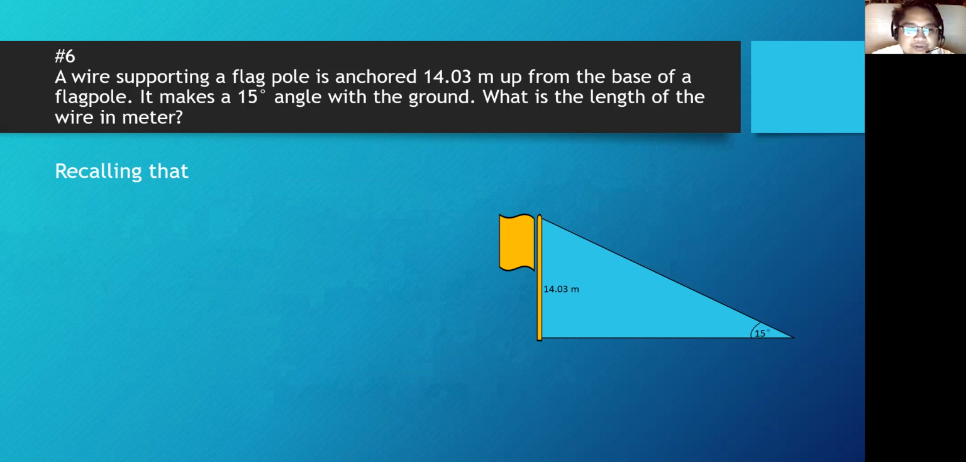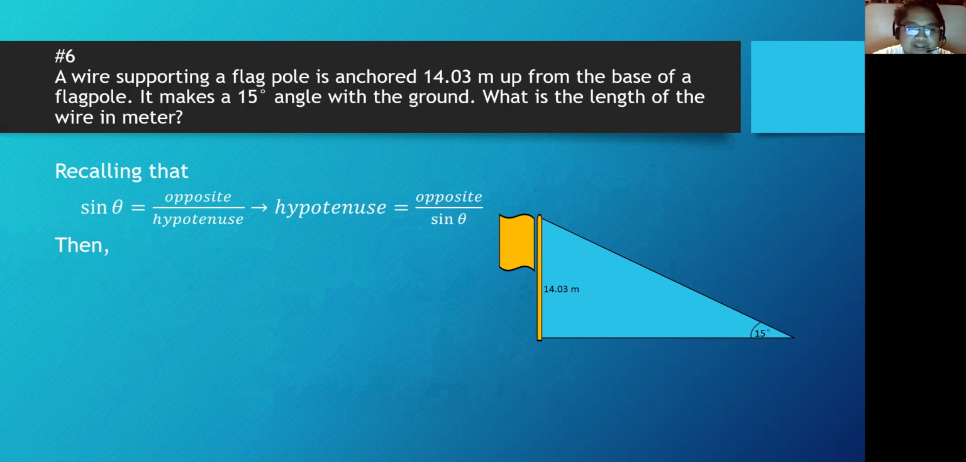So knowing this, from this figure, we can say that sine theta is the opposite over the hypotenuse. So rearranging, we can get the value of the hypotenuse, which is the opposite over sine theta. So simply substitute the values. The hypotenuse equals the height, which is 14.03 meters, over sine 15 degrees, which is approximately 54.2078 meters.